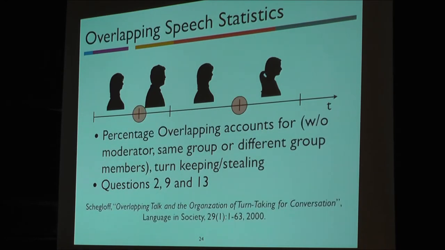Then overlapping speech statistics, again all extracted automatically from the speech signals. Of course, in an ideal vision, turns are perfect: I talk, you talk, then another person talks, and so on. But as you have seen, there is a lot of overlapping speech, and this increases in particular when the conflict level goes up. So we automatically detect the overlapping speech, how much and between whom, as well as turn keeping and turn stealing. Many times someone is speaking, then there is overlapping speech, and another person talks, which is an approximation of turn stealing, and so on.